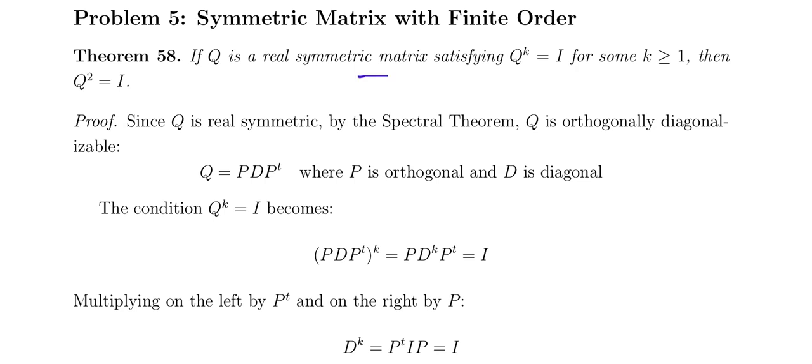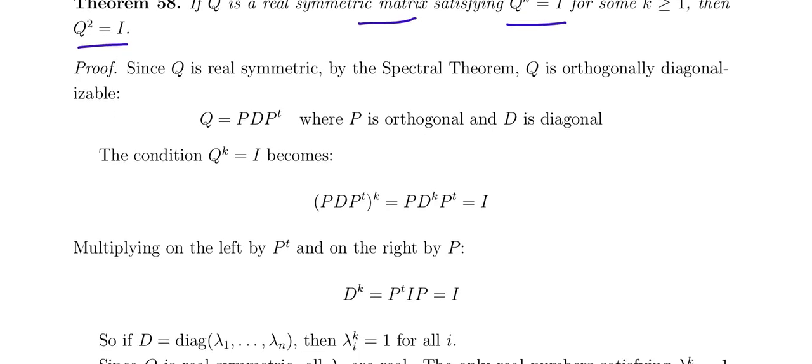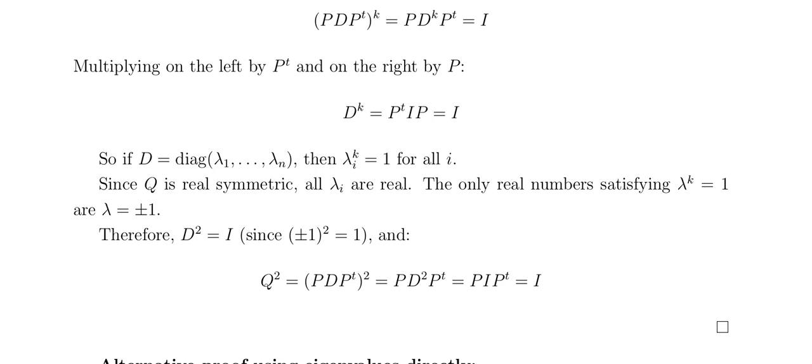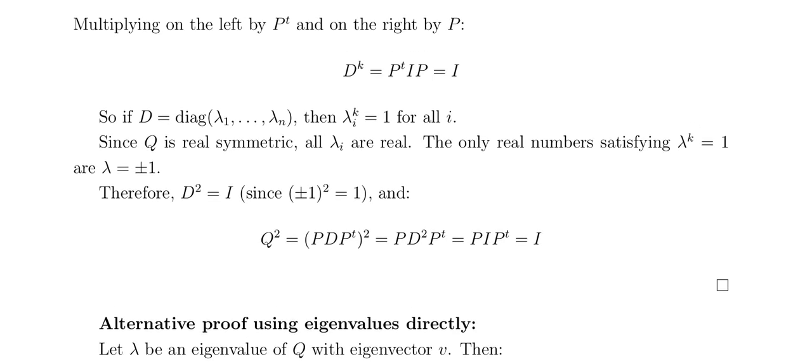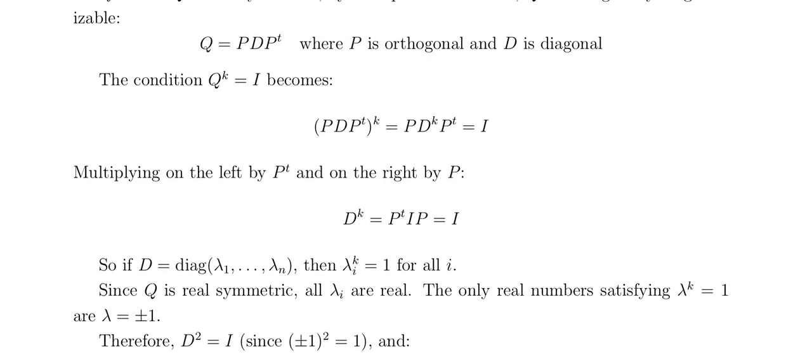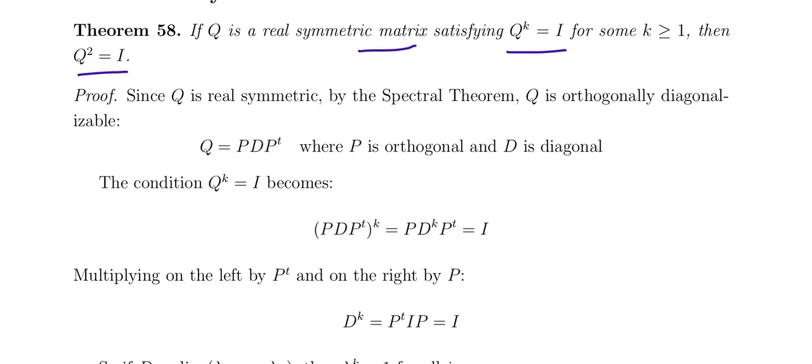And Q is a real symmetric matrix satisfying Q to the power k equal to I. Then Q squared should be equal to I, that is for k greater than or equal to 1. For k equal to 1, Q squared equal to I. This Q is orthogonal.